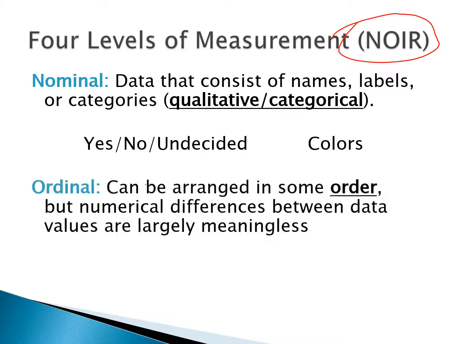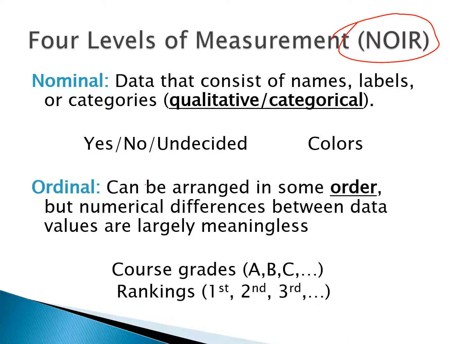The O is ordinal. This is often still categorical, but there's some kind of order to the data, okay? Where we would number them in a way like rankings, first, second, third, maybe tallest to shortest, letter grades in a class, those types of things. But the numerical differences between those are pretty much meaningless. You wouldn't subtract an A from a B or a second place from first place, etc.